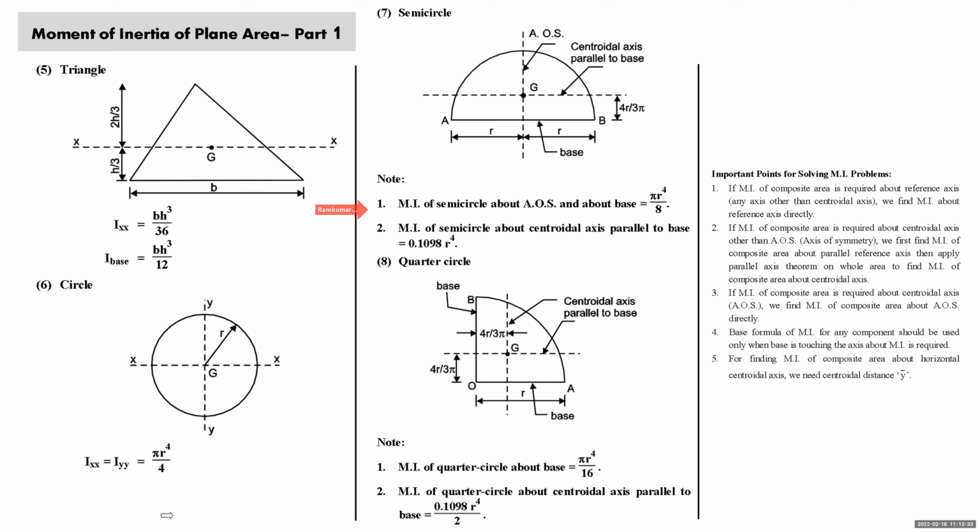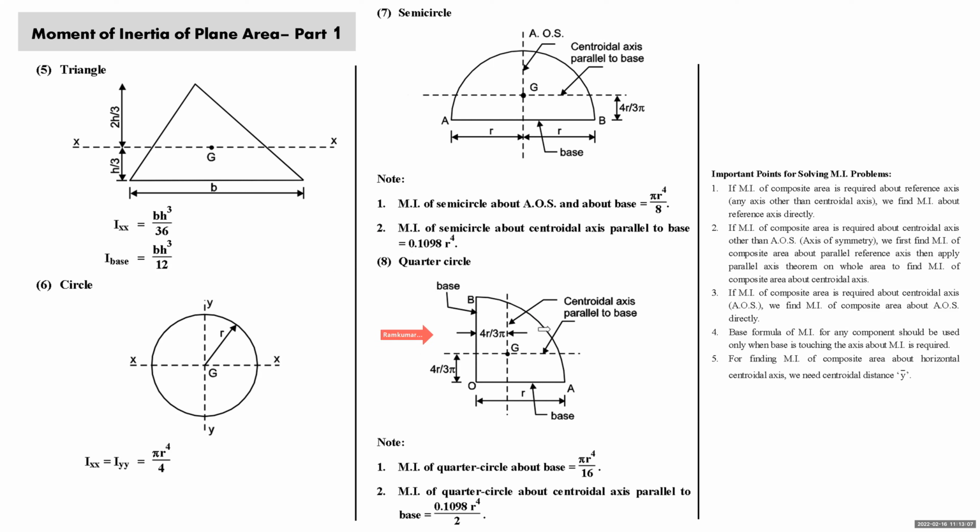Exactly half of what it is for circle. For circle, it was πr⁴/4. So moment of inertia of the semicircle about axis of symmetry and base is πr⁴/8, half of that. And moment of inertia of the semicircle about centroidal axis parallel to base is 0.1098 r⁴. This has been derived in my book, under the derivation category. So we'll remember it. Moment of inertia of the semicircle about base and about axis of symmetry is πr⁴/8. And about centroidal axis parallel to base is 0.1098 r⁴.